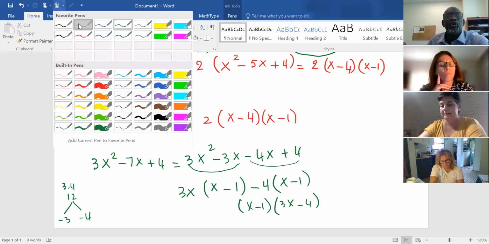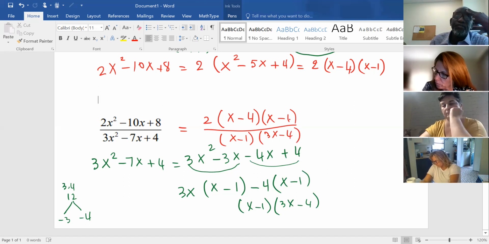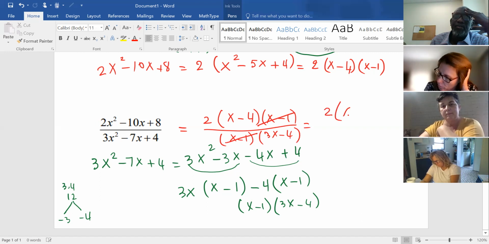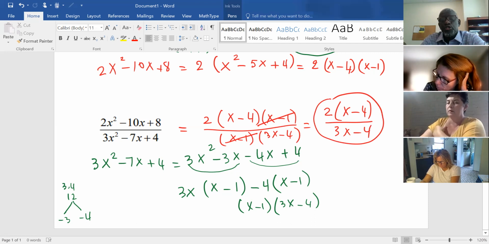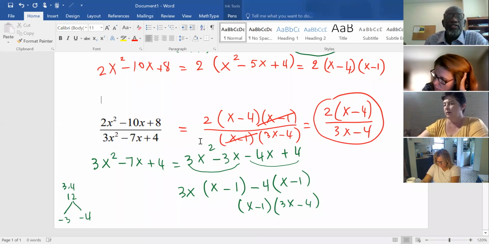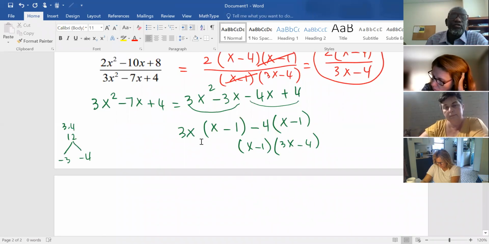So we have over x minus 1, parentheses, 3x minus 4. So now what can we cross out? The x minus 1s, right? So we get 2 parentheses x minus 4 over 3x minus 4. And that is our answer. All right. So if somebody says, do you have to distribute the 2? We don't have to. We could, but we don't have to.